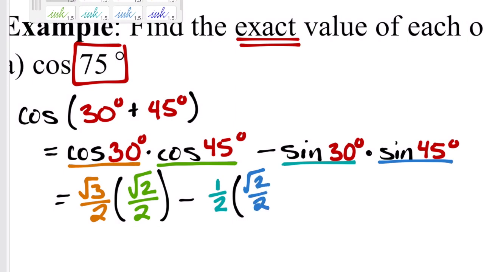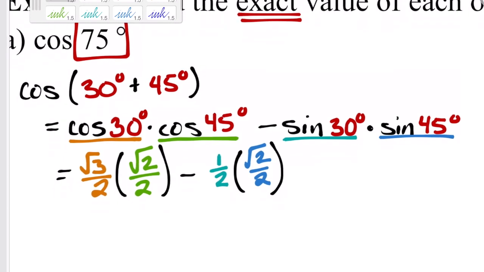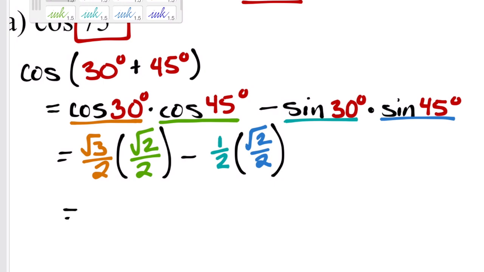So this is where memorizing the unit circle comes in handy. It makes it go a lot faster than if you're trying to just look all this stuff up. So going through, I'm going to multiply my two terms. So I've got square root 6 over 4 minus square root 2 over 4.